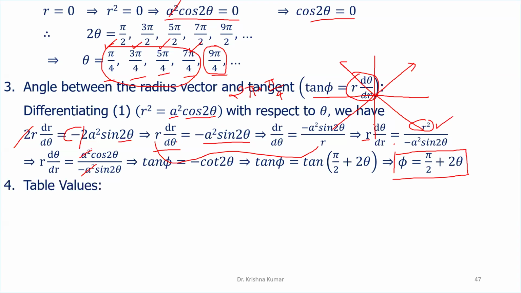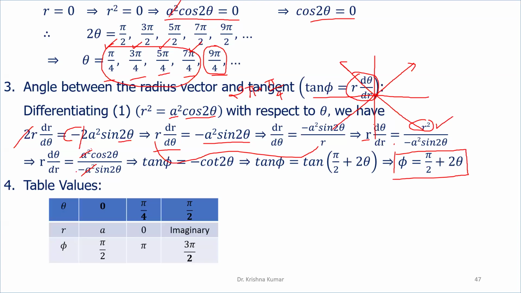The point number 4 is table values. Let us draw some table values which correlate the values of theta, r and phi also. If theta equal to 0, what is the value of r? r equal to a, because cos 0 is 1. So r square equal to a square, so r equal to a. And what is the value of phi? If theta equal to 0, then phi equal to pi by 2.